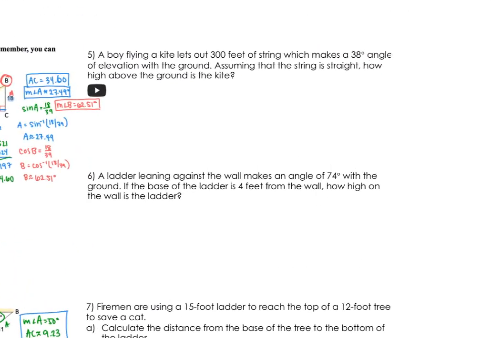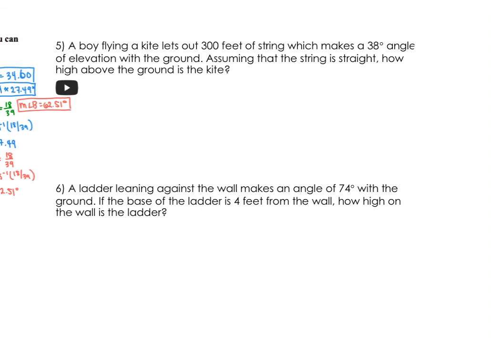All right, the last problem we're going to do is number 5. So it says a boy flying a kite lets out 300 feet of string, which makes a 38-degree angle of elevation with the ground. Okay, so here's the string. This is 300 feet. And the angle of elevation is 38 degrees. We want to know, assuming the string is straight, how high above the ground is the kite? So what we're looking for is that vertical length right there.